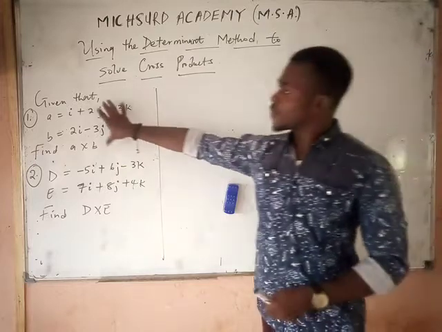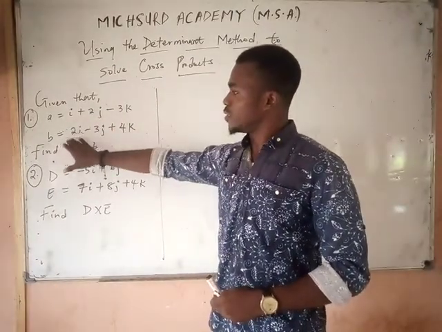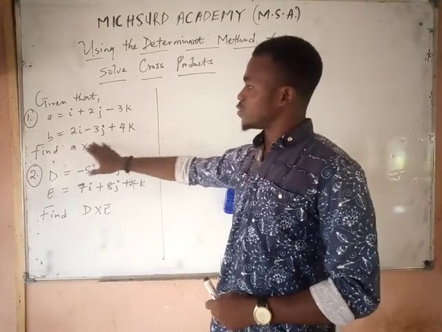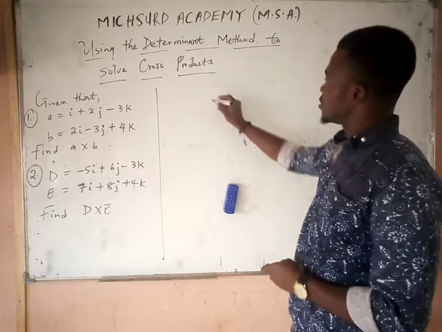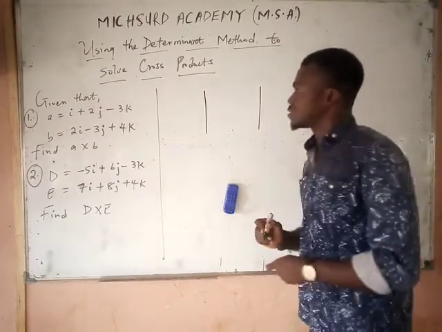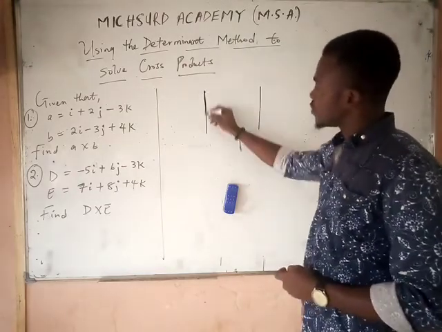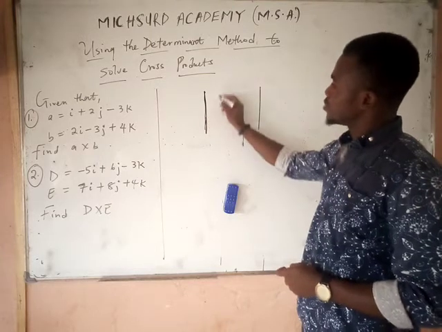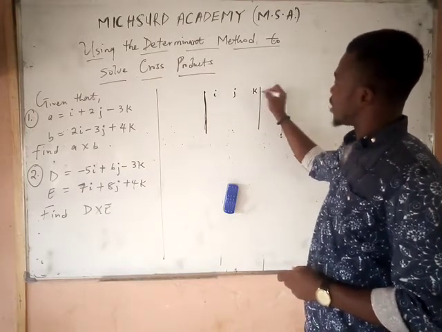So we have the first one there, given that A is equal to this and vector B is also equal to this. So we should find A cross B. So we are going to write this. This is the sign we use for the determinant, okay, for matrix. So we are going to put our unit vectors here, I, J, and K.